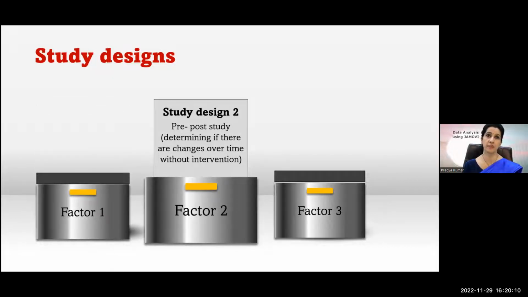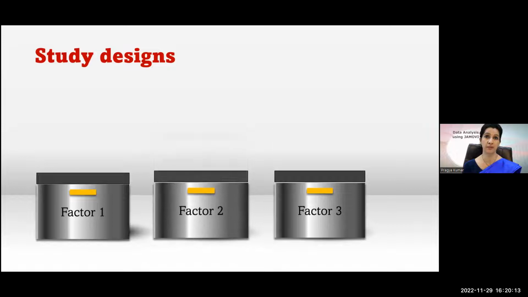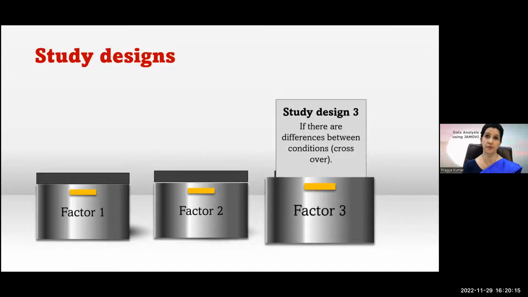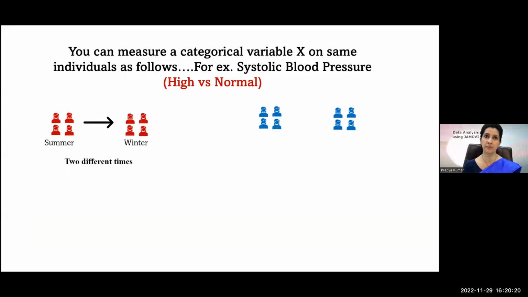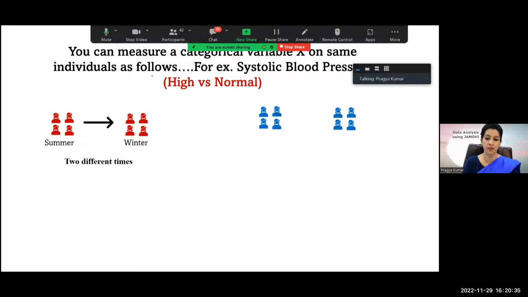The type of research design is similar to what we have done for the paired t-test, a pre-post study, or it can be a pre-post study if there are changes over time without intervention, or if there are differences between conditions. Like two values of blood pressure, but here you are measuring the blood pressure not as millimeters of mercury, but as high and normal. Please focus. It's the same as we showed in the paired t-test, but here we have categorized the systolic blood pressure as high versus normal.